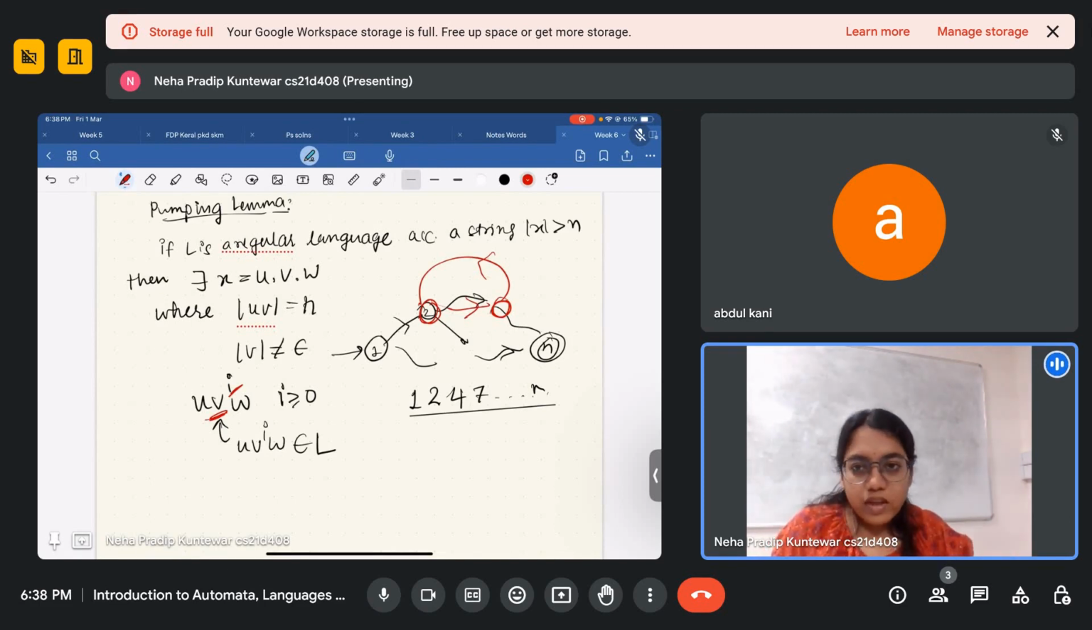So if you want to show that a language is not regular, then you would want to show that this property is violated for some x. So that is what.